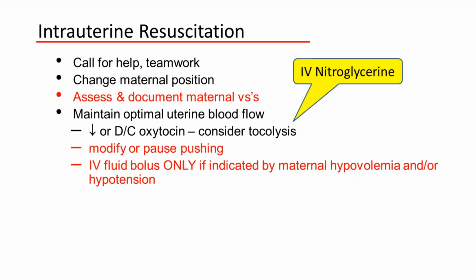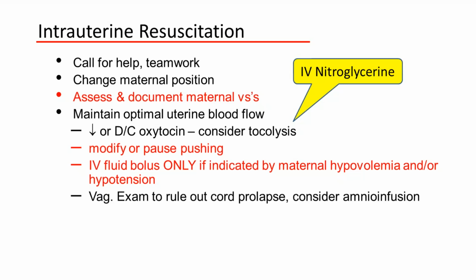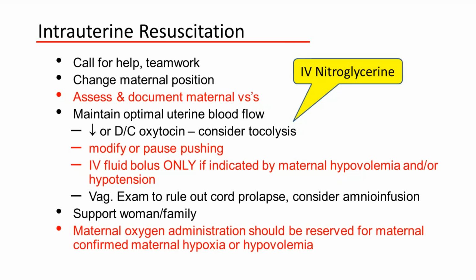We really emphasize the importance of not giving a fluid bolus unless the mother's hypovolemic or hypotensive. Especially in cases with preeclampsia, you can cause a lot of harm if you overhydrate her, as she third spaces the fluids out of her vascular system. Obviously, you're going to do a vaginal exam to assess. Maybe the head's crowning, but maybe there's a cord. If you've got complicated variables, amnioinfusion can be very useful. You're going to support the woman and family. And we haven't changed from the old guideline: you're only going to use oxygen if she's hypoxic or hypovolemic. As you know, oxygen can do harm if her oxygenation is adequate.